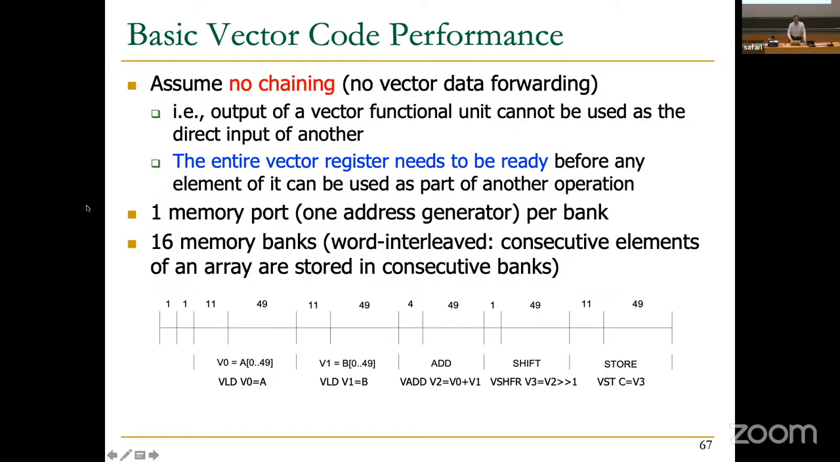Okay, so this is the execution time of the code, basically. If you remember, these are the 2 setup instructions. I don't show them over here, vector length and vector stride, 1 cycle each. This is the vector load. So vector load of A into vector register 0. The first element comes after 11 cycles. And because the memory system is interleaved nicely and the data is mapped nicely, consecutive elements come in consecutive cycles, right? Serviced in consecutive banks, essentially.